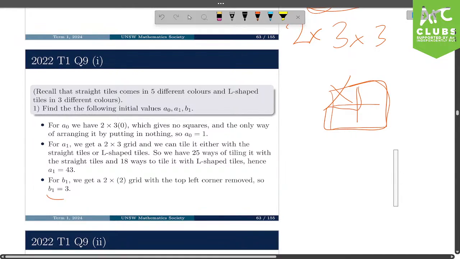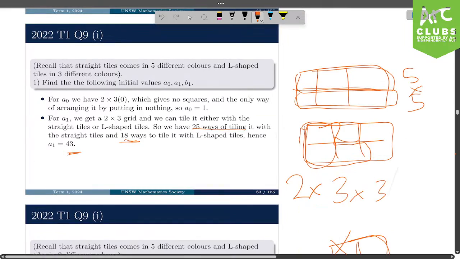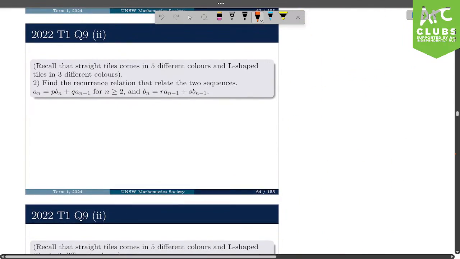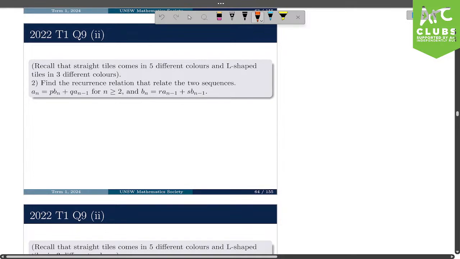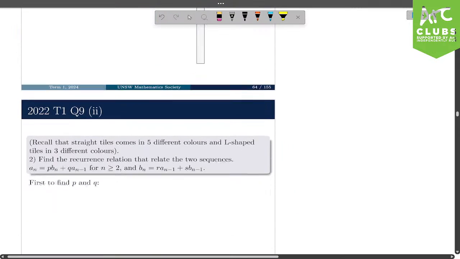So that was for finding P and Q of this sort of recurrence. Oh, sorry, this is just initial values. Okay, cool. Now we want to try and construct a recurrence relation, now that we've found some initial values. Okay, let's go with this.